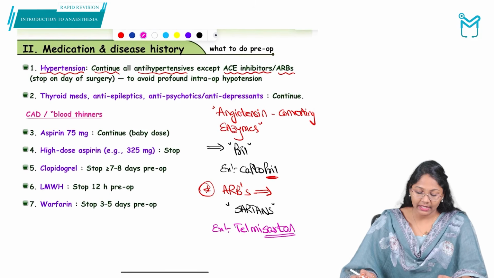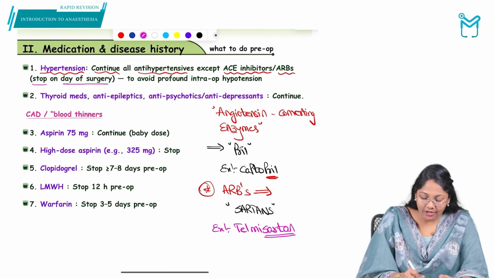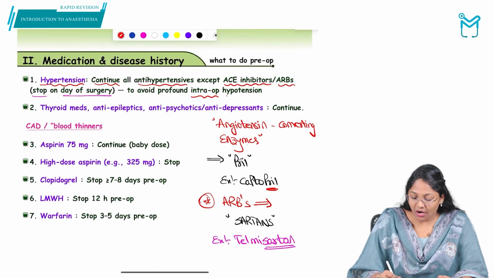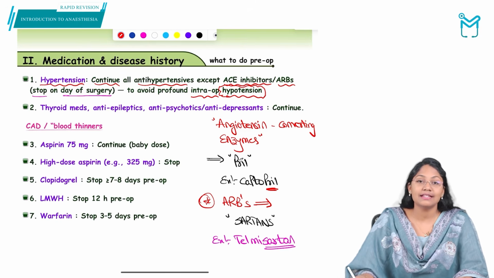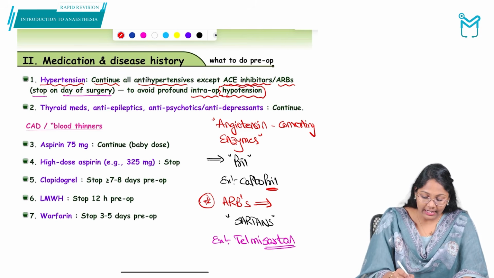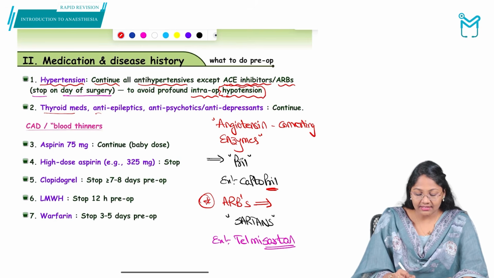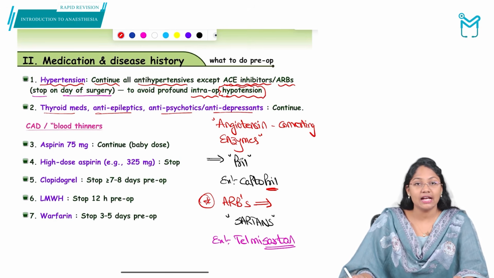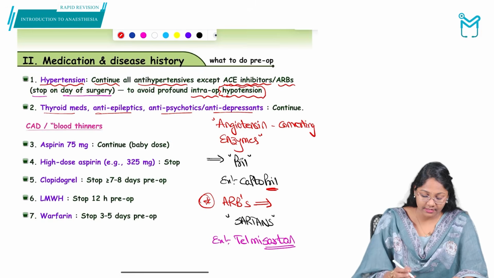So these should be stopped on the day of surgery. Why? Because it will lead to intraoperative hypotension. This is the side effect which it will cause. That is the reason we have to ask the patient to stop it on the surgery day. Now, what are other medications we should see? Those are thyroid medications, anti-epileptics, antipsychotics as well as antidepressants. What do we do with these medicines? We can ask the patient to continue with these medicines.